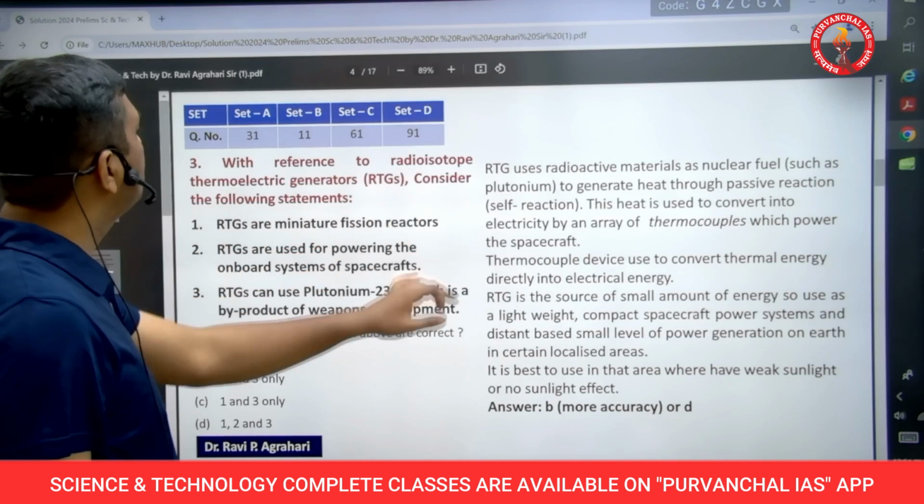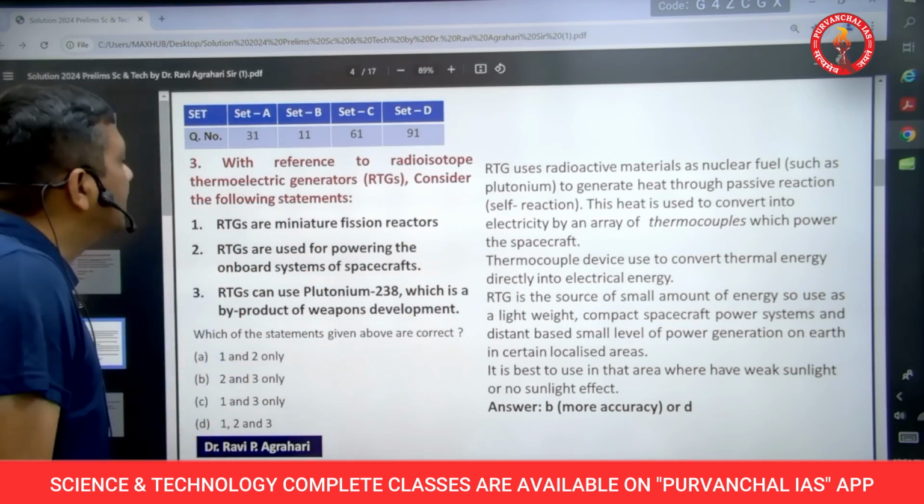Third question: with reference to radioisotope thermoelectric generators, consider the following statements.